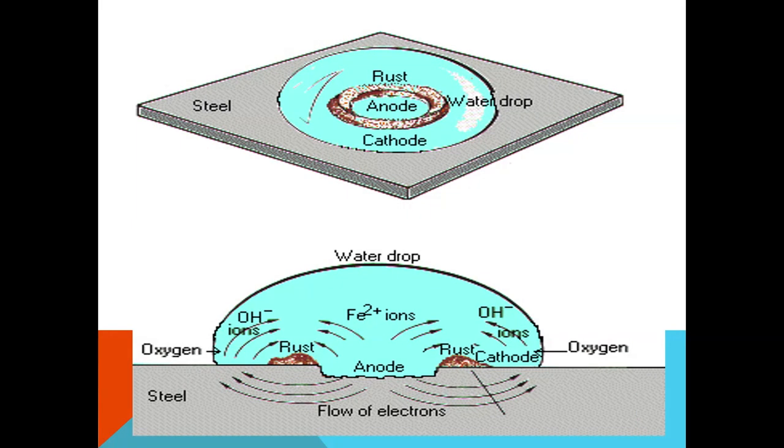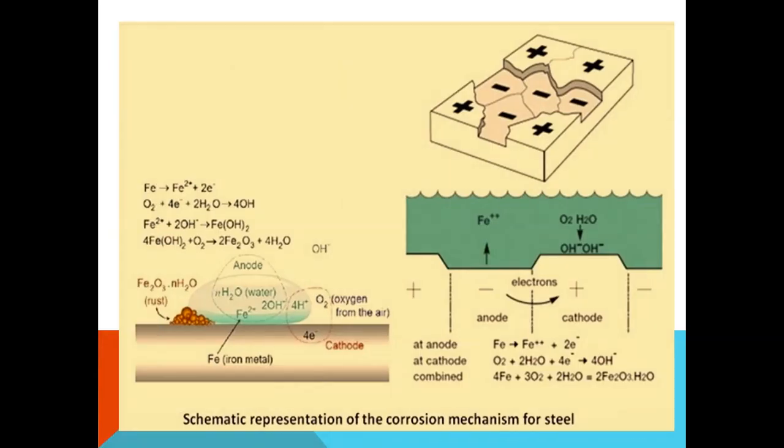This figure explains the rusting of steel. It can be seen that anode and cathode form in a water droplet in the upper figure. In the lower figure, the reaction between steel and environment in the rust case. Schematic representation of the corrosion mechanism for steel.